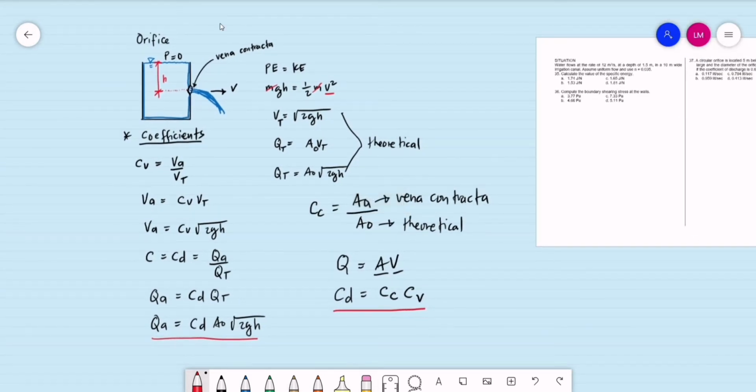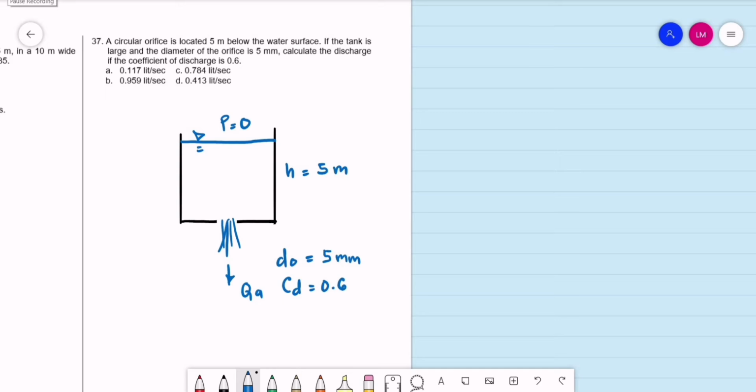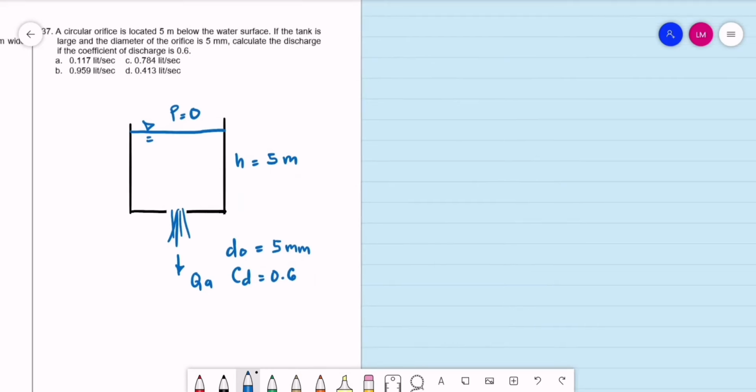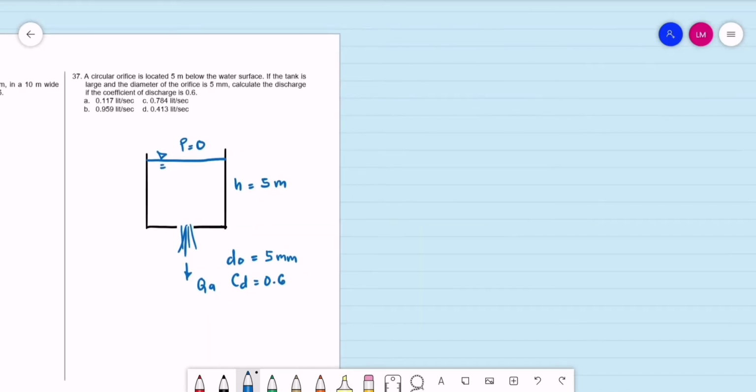Okay, so let's have an example. Alright, so let's have our first example for orifice. So a circular orifice is located 5 meters below the water surface. If the tank is large and the diameter of the orifice is 5 millimeters, calculate the discharge if the coefficient of discharge is 0.6. So, ito yung case ng board exam problem kung tawagin is yung constant head.